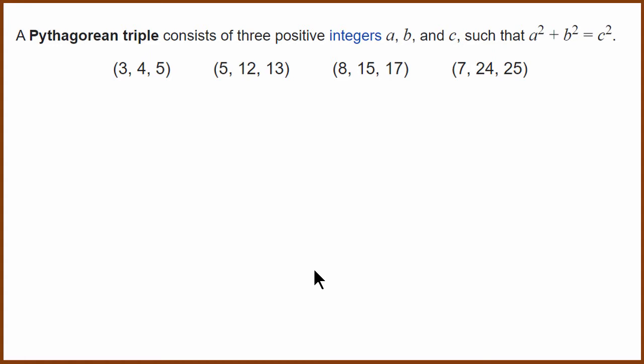We'll also use something called Pythagorean triples. What is a Pythagorean triple? Pythagorean triples are 3 numbers a, b, c such that a squared plus b squared equals c squared. These are the very, very common Pythagorean triples: 3, 4, 5; 5, 12, 13; 8, 15, 17; and 7, 24, 25. It is advisable to remember these.